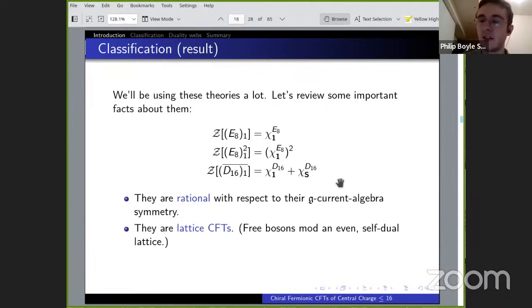And this didn't need to be the case, but it was. So we could have assumed that all our bosonic CFTs were lattice CFTs, and we wouldn't have missed any, but it wouldn't have been a rigorous classification, because we would have to prove that they are lattice CFTs, and there's no a priori reason why that should be the case. And indeed, it's not the case at c = 24, the next central charge. But the fact that they're lattice CFTs will be useful for explicit computations later.